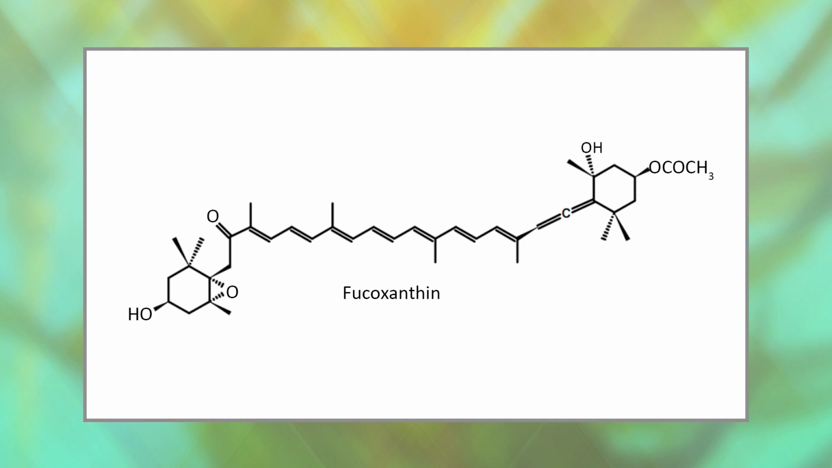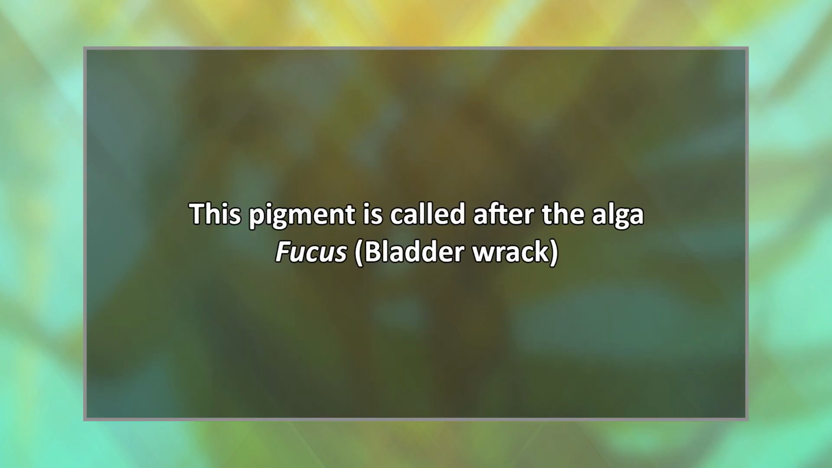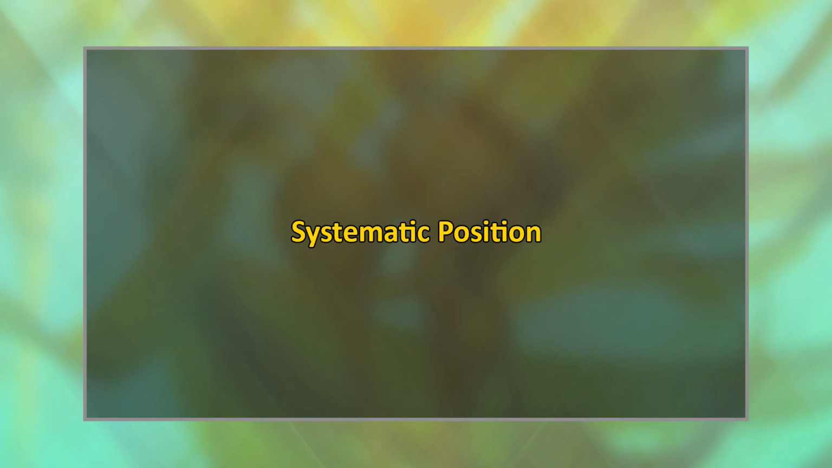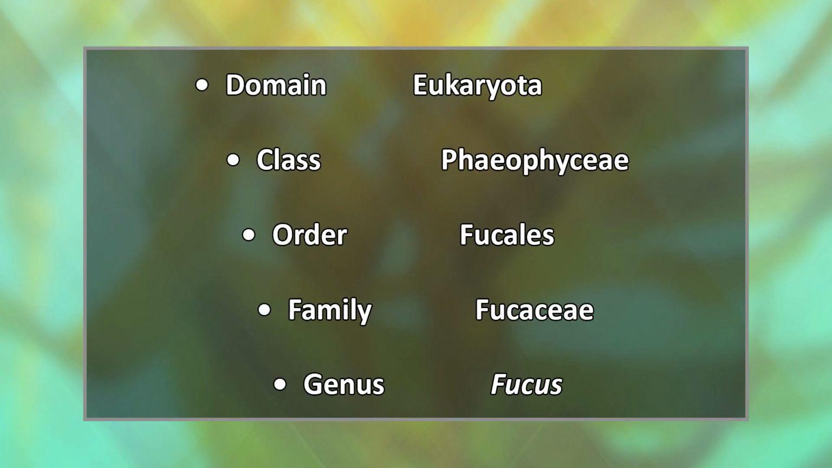Brown algae are named after their typical brownish, olive-green color cast by fucoxanthin. This pigment is called after the alga Fucus. With the help of this pigment, brown algae can also utilize yellow and green light for assimilation. Now let us know its systematic position. Domain Eukaryota, class Phaeophyceae, order Fucales, family Fucaceae, genus Fucus.